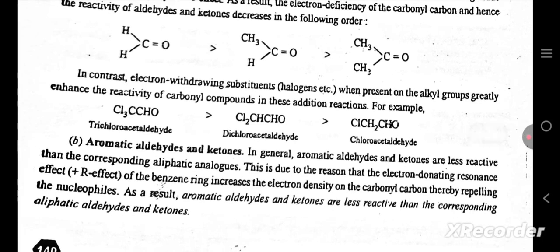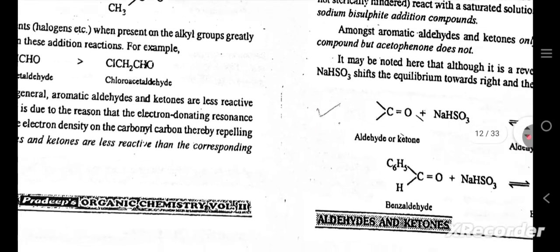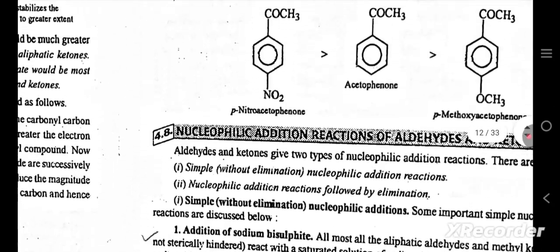In contrast, electron withdrawing substituents such as halogens, when present on the alkyl groups, increase the reactivity of the carbonyl compound in these addition reactions. For example, aromatic aldehydes and ketones. In general, aromatic aldehydes and ketones are less reactive than the corresponding aliphatic analogues. This is due to the fact that the electron donating resonance effect of the benzene ring increases the electron density on the carbonyl carbon, thereby repelling the nucleophiles. As a result, aromatic aldehydes and ketones are less reactive than the corresponding aliphatic aldehydes and ketones.